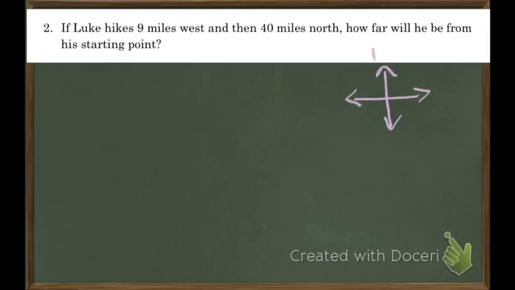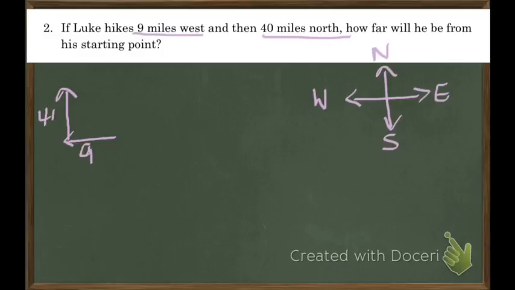If we have north, south, east, and west, he's hiking 9 miles west, so that means he's going to go left 9 miles. So here's where we got that. And 40 miles north, so he went left, and then he went north 40 miles. They want to know what the distance is from the starting point to where he got, 40 miles north. So we're looking for this distance in red.